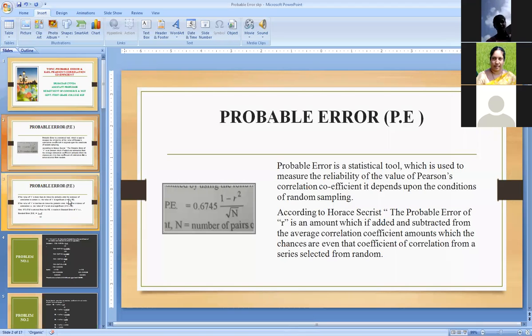In case of this probable error, this formula is used: probable error PE equals 0.6745 into (1 minus r square) divided by square root of n. So this is the formula. Why do we consider this decimal fraction 0.6745? Because in a normal distribution, 50% of the observations lie in the range of the mean plus or minus 0.6745 standard deviation. So we are using this 0.6745 as the value for the calculation of probable error.